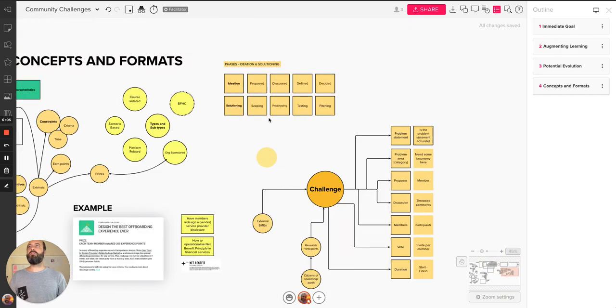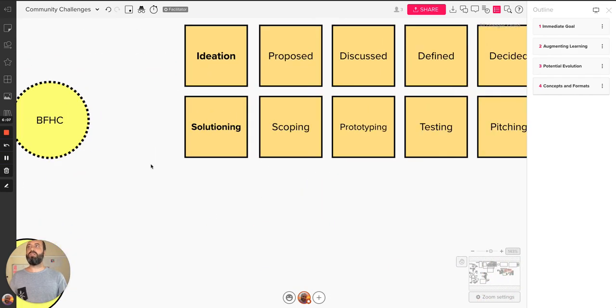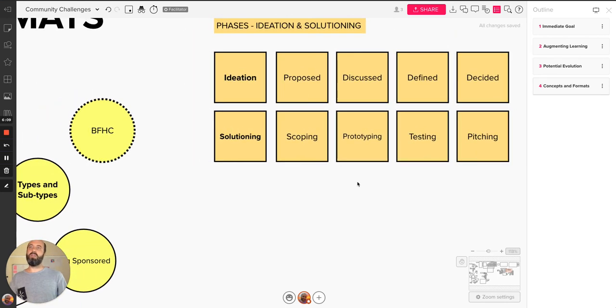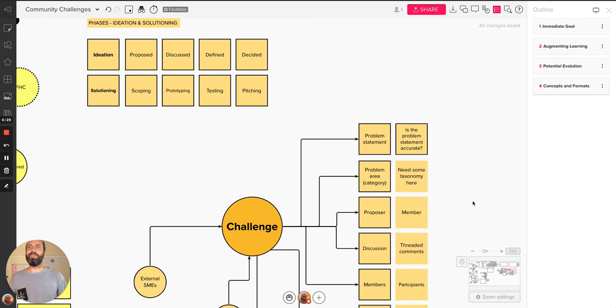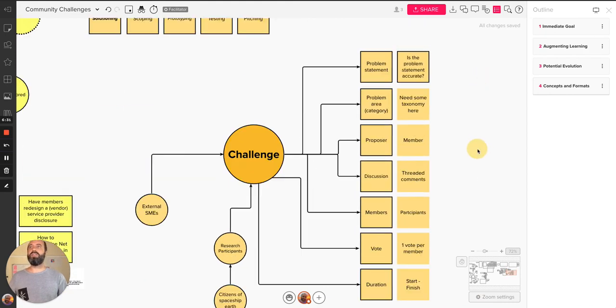So different phases, ideation through to solutioning. Again, you might think of these things from a hackathon lens, where they go through these problem definitions and understanding the problem and then developing solutions and pitching those solutions to be voted on in some democratic way. Over to some of the more detailed side of things in terms of the parameters.